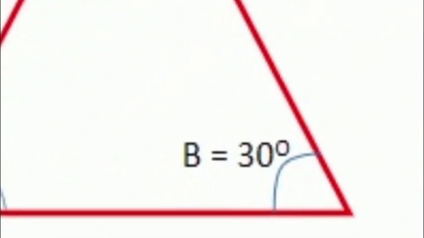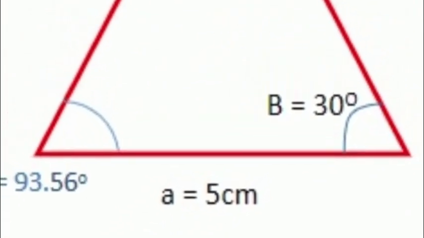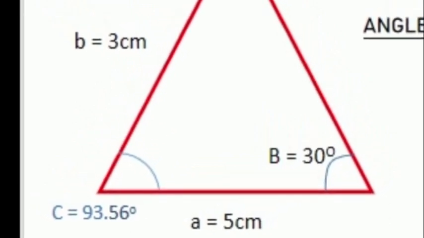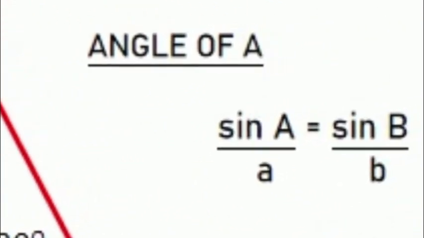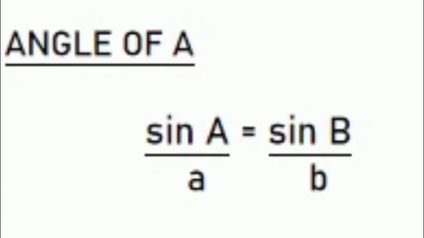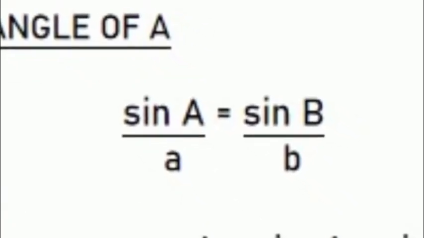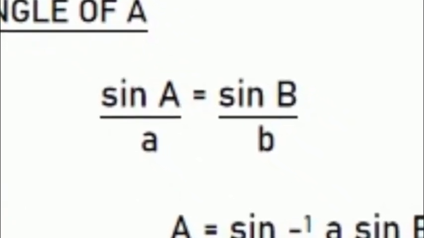The question is solve the triangle. In this diagram, given the information: a is 5 cm, b is 3 cm, and angle B is 30 degrees. The first step of this solution is we need to find angle A. In this part, we will use the sine rule.